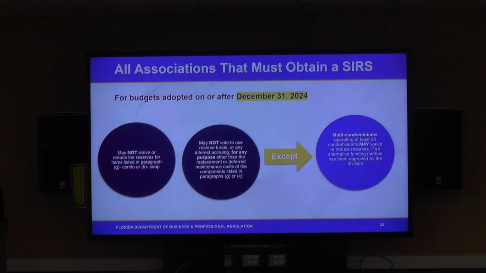Which associations must obtain the study? Back to the lady's question. All associations that have a building of 3-story or higher in height and a budget adopted on or after December 31st, 2024, except multi-condominiums operating at least 25 condominiums.